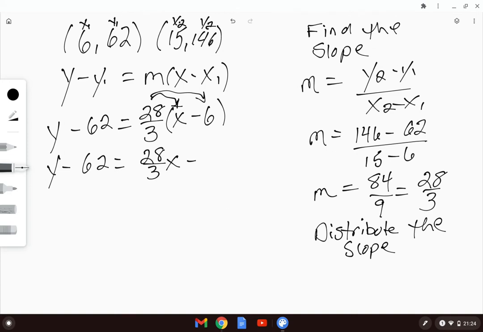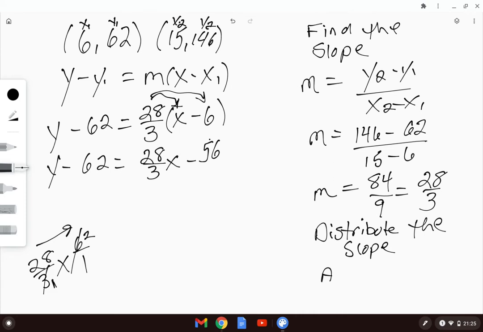So we have 28 thirds times 6. All right. I'm going to cross multiply these away since 3 is a multiple of 6, or a factor of 6. So that's going to leave me with a 1 down there and a 2 up here. When I multiply across, 28 times 2 is 56. So I found the slope.